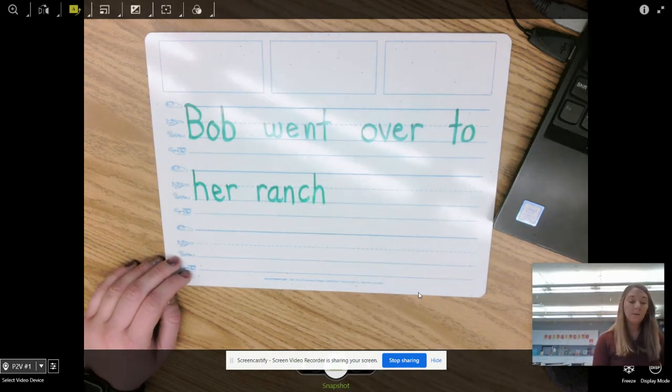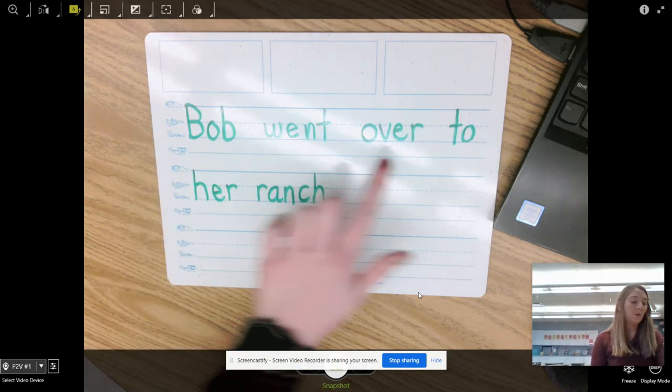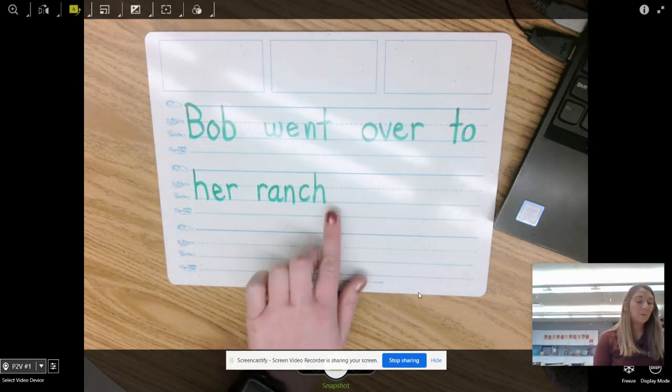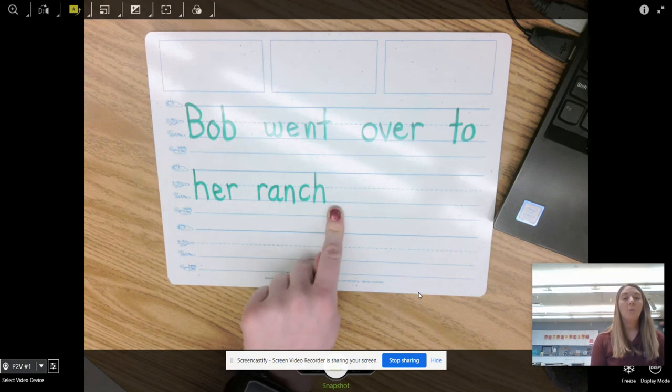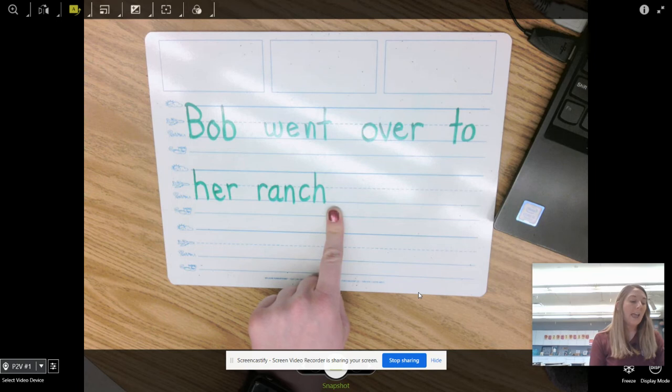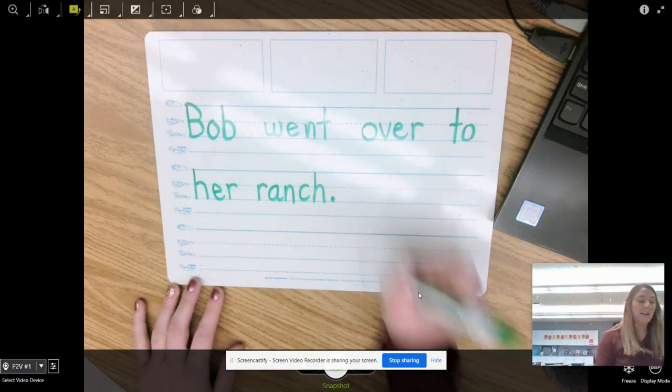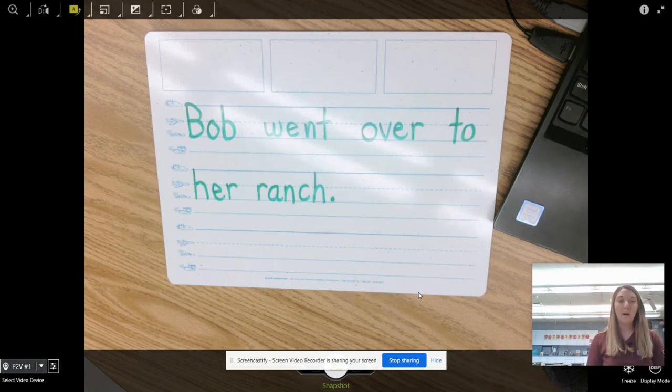All right, now that we're finished with our sentence, Bob went over to her ranch, we're going to add a punctuation mark. We're not super excited when we're saying this, so we won't use an exclamation mark. And we're not asking a question. So we're just going to put a period at the end of this sentence. Bob went over to her ranch.